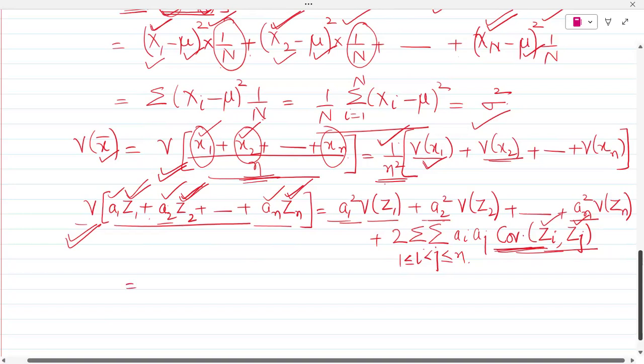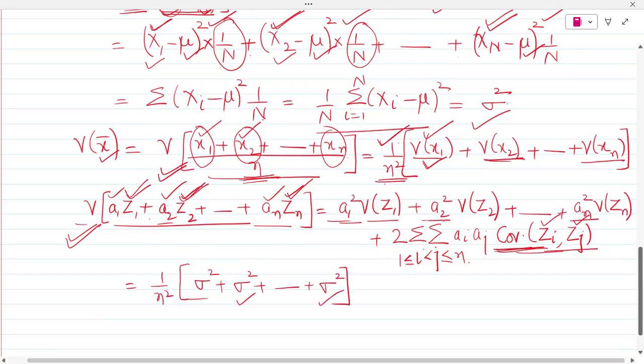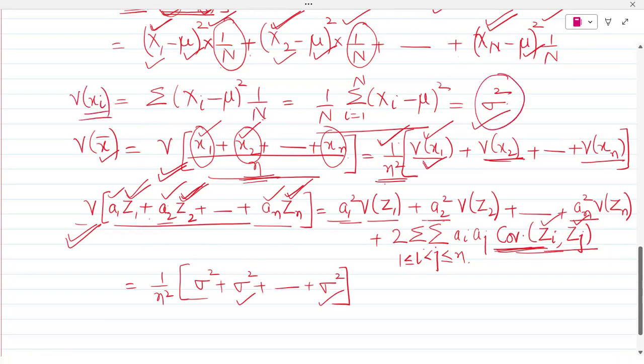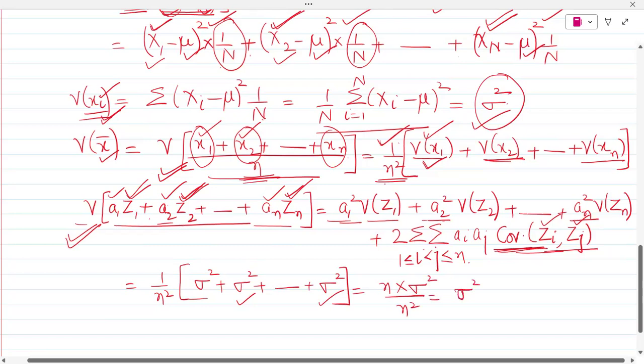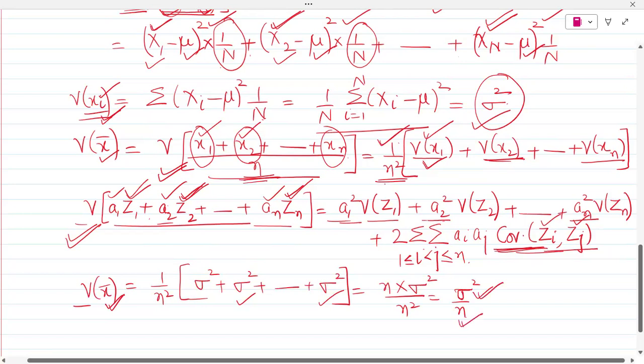So now, the variance of x1 is sigma square. The variance of x2 is also sigma square. The variance of xn is sigma square. Why? Because the variance of xi is equal to sigma square, where i can be 1, 2, whatever. So this proves the variance of the sample mean. This is population variance divided by sample size.